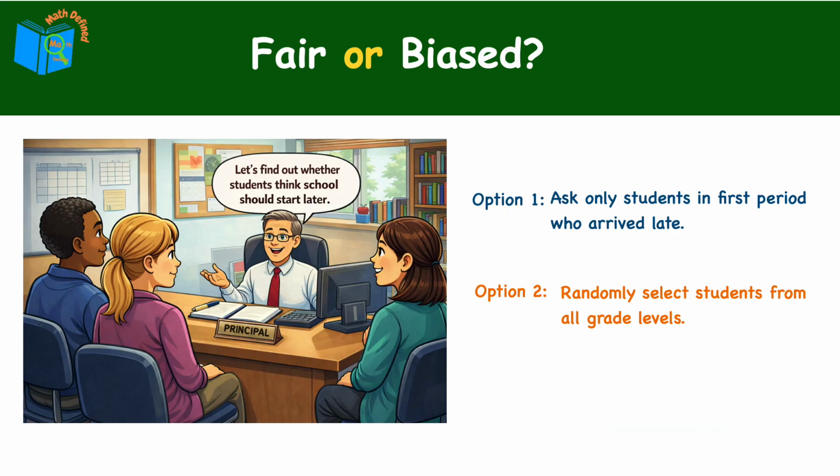The better choice is option 2. Why? Because asking only students who arrive late is a biased sample. Those students may already have strong opinions about school starting time, but a random sample from all grade levels gives a fairer picture of what this whole school thinks.